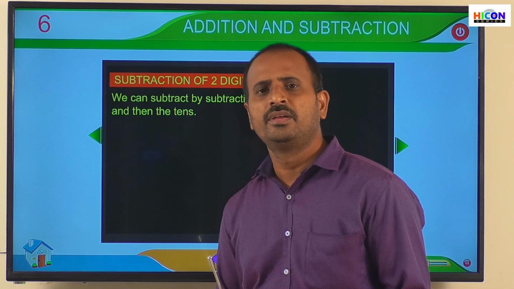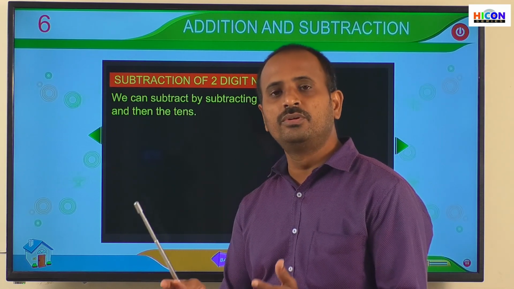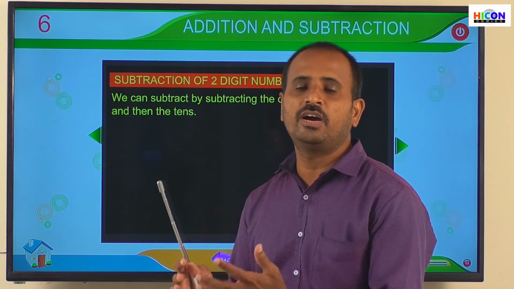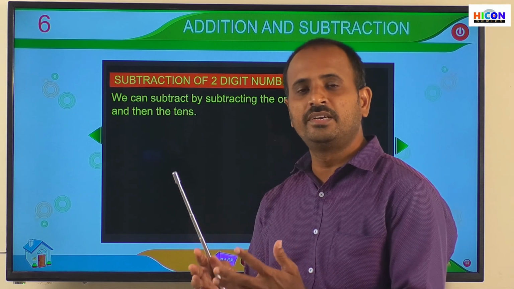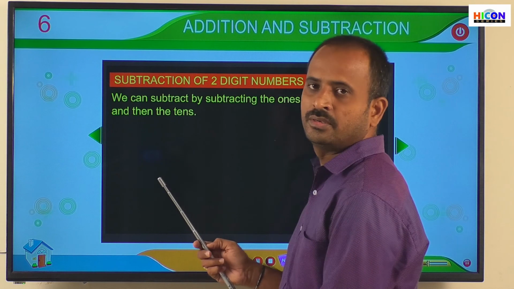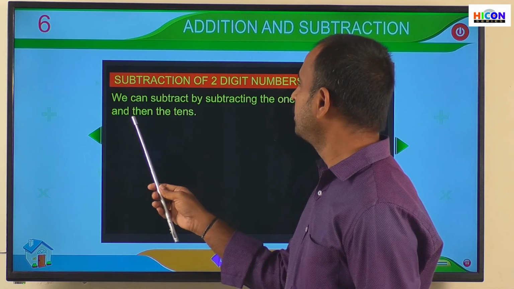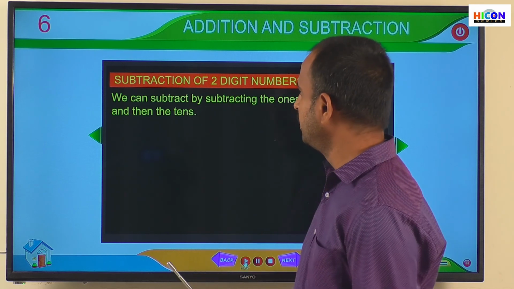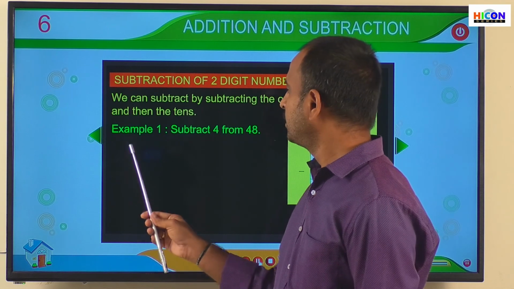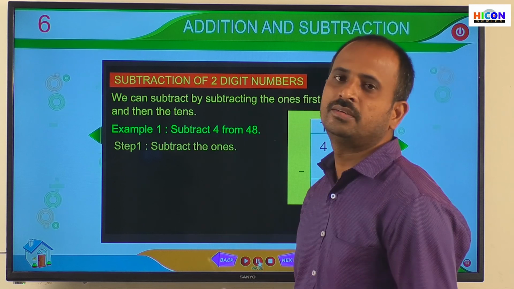So children, remember, either it is addition or subtraction, we have to start from the ones place. So first you have to subtract the digits present in the ones place. Next you go to the tens place. So let us see an example here. How can we subtract the two-digit numbers? Example 1, subtract 4 from 48.